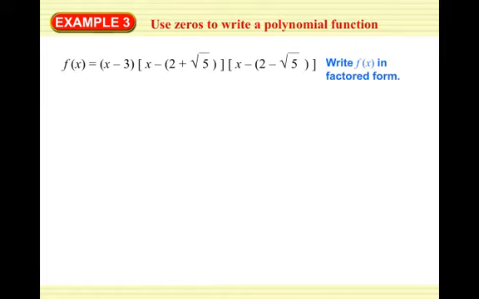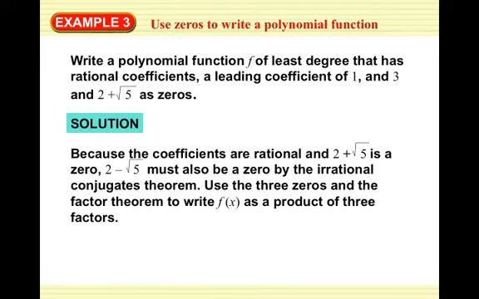So we're going to have x minus 3. Actually, I think there might be a little typo here. A leading coefficient of 1, right? Okay, so there are 3 factors, 3, 2 plus square root of 5, and 2 minus square root of 5. All right, so we're going to multiply x minus 3 times x minus 2 plus square root of 5 times x minus 2 minus square root of 5.